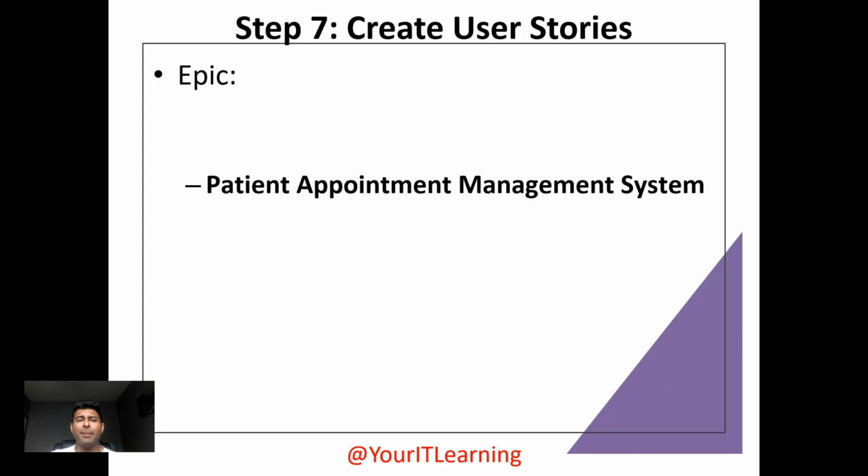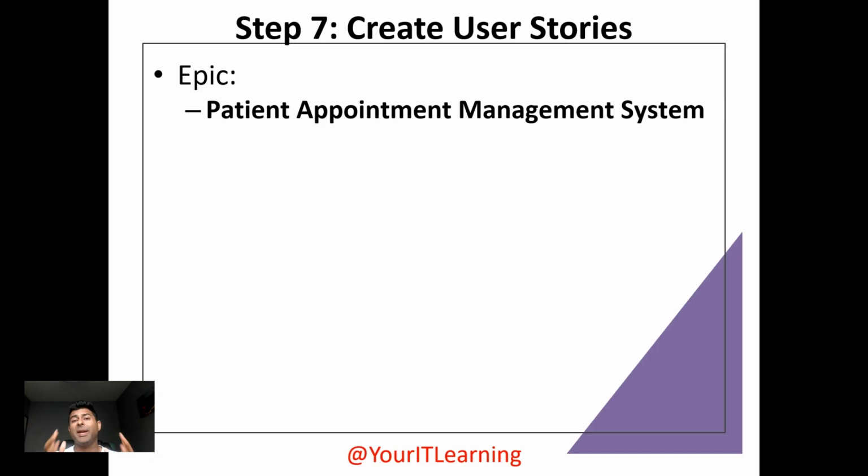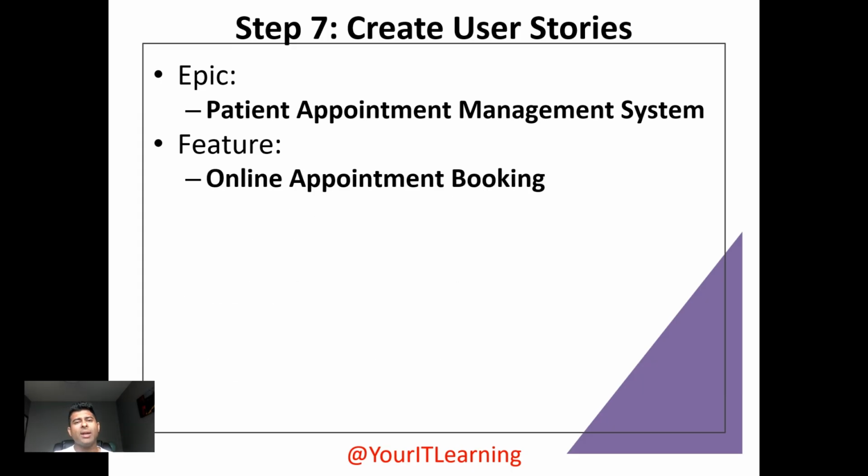Now, as a BA, we have to start creating user stories. The first will be the Epic, which is the bigger chunk of work: the patient appointment management system. Underneath that, we will create a couple of features. The feature will be online appointment booking. In this way, we will be able to provide the members with an online appointment booking system where they can go and book an appointment.